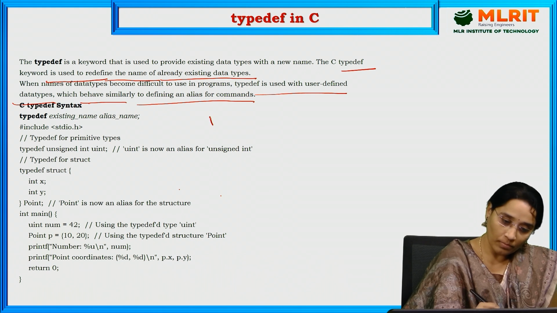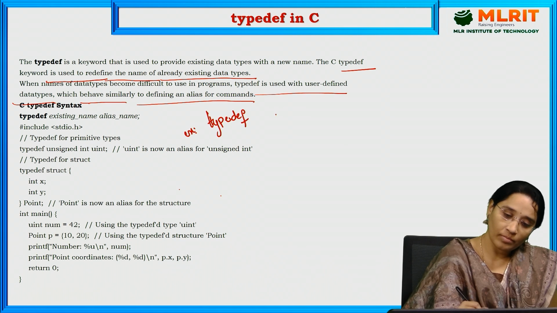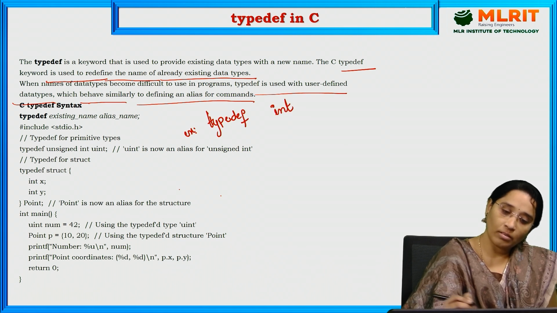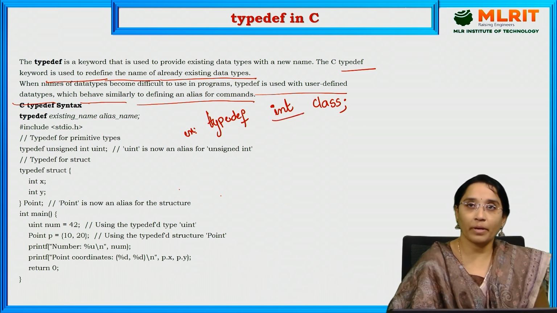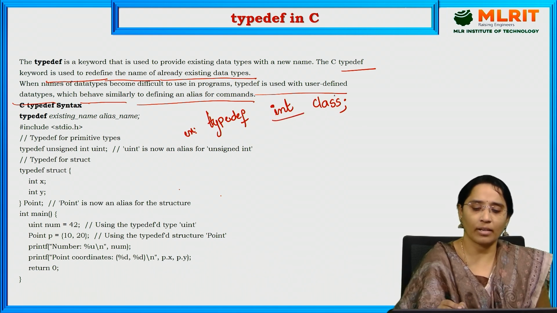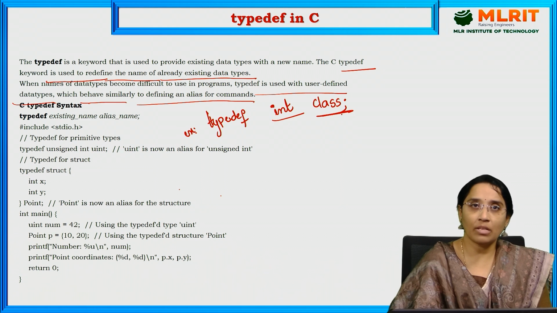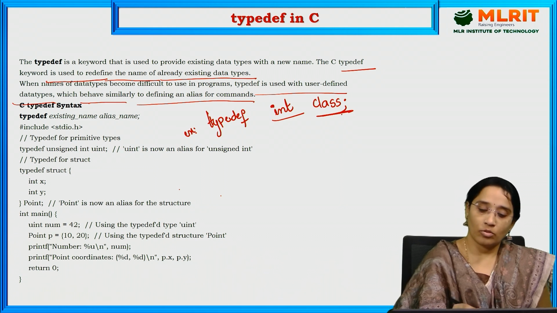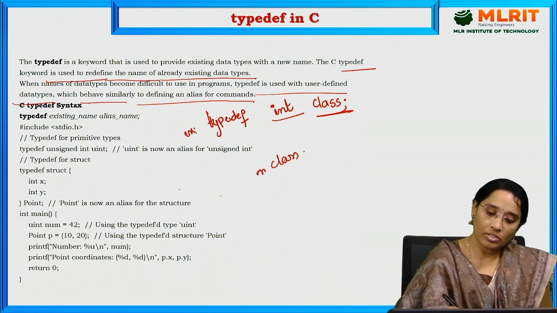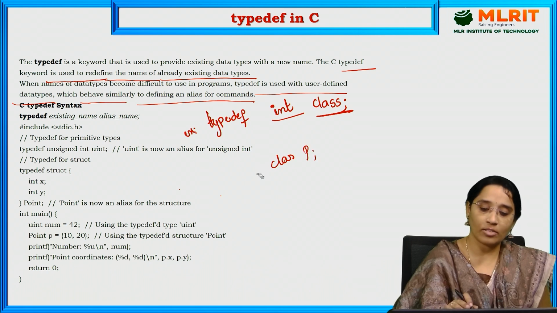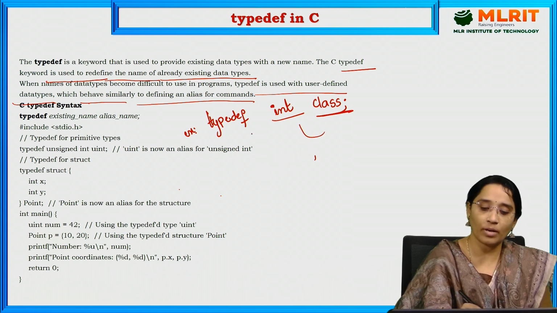Suppose I'll write one example: typedef int class. So integer is a predefined data type. Now I want to replace that integer with class. So in my program, I can use it like this: class P. Instead of integer, I can use class. So it's just like an alias to a command.